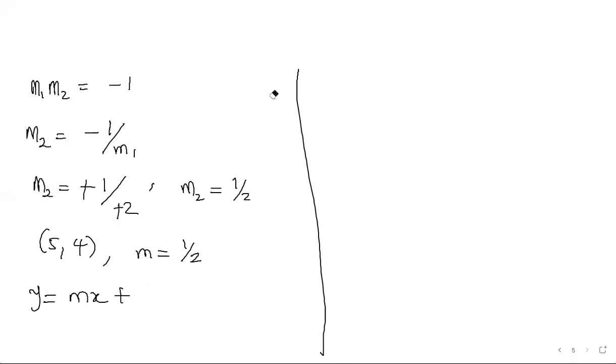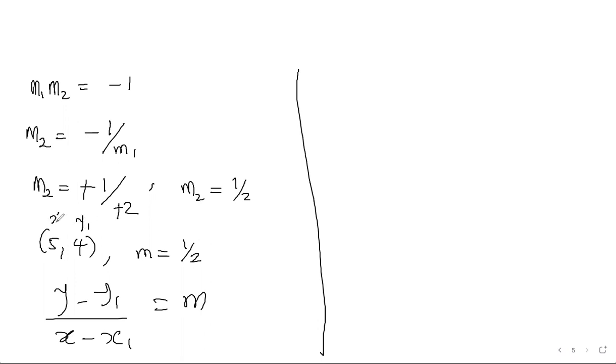Now let me use the second method. I've not used that before. (y - y1)/(x - x1) = m. If you remember this equation, that's the second form. So I have one point, which is this coordinate. This will be y1 and this will be x1 in this case, and this is m. So if I replace this and this, I'll have (y - 4)/(x - 5) = 1/2.